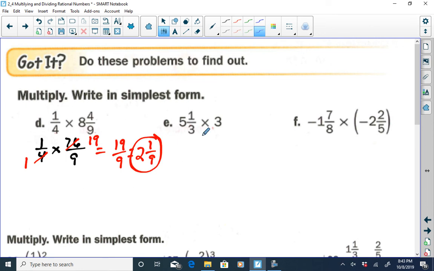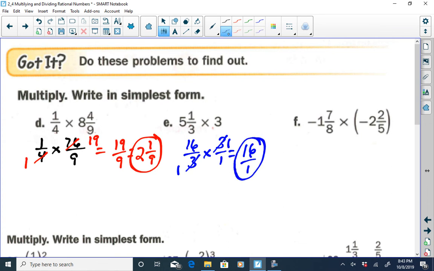Next example, write everything as a fraction first. 3 times 5 is 15, plus 1 is 16, over 3 times 3 over 1. We divide out, 1 and 1, and we wind up with 16 over 1.